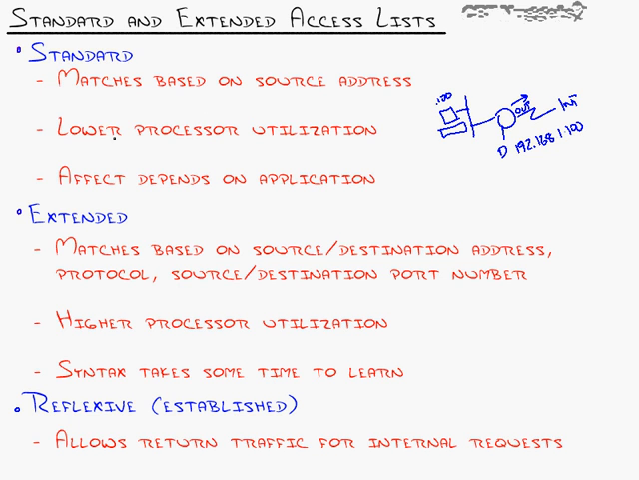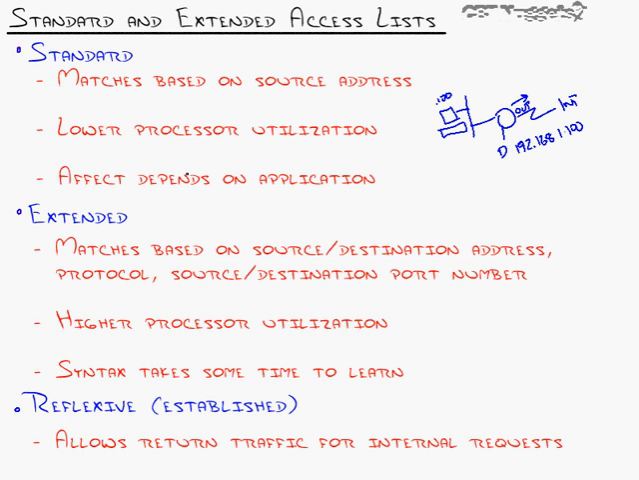So this has the lowest processor utilization of any access list because whenever you apply an access list to your router, the processor gets pumped up a little bit because it has to check every single packet going through against the access list. But if you use a standard access list, it only has to check the source IP address. It doesn't have to look at anything else. So it doesn't really slow the router down too much.